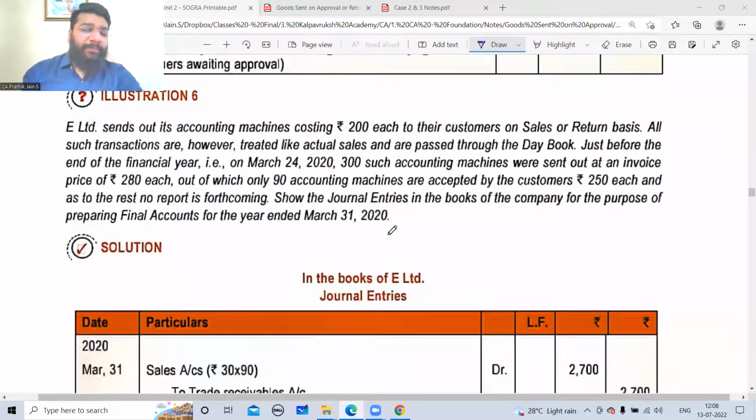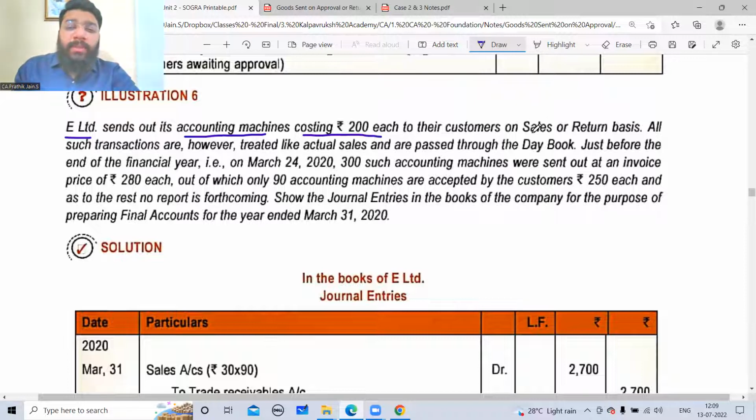Illustration number 6, guys. It says that E Limited sends out its accounting machines costing 200 each to their customers on sale or return basis. Okay, so costing 200 each. All such transactions, however, are treated as actual sales. So this is hinting that we have to follow the casual method of accounting and are passed through the day book.